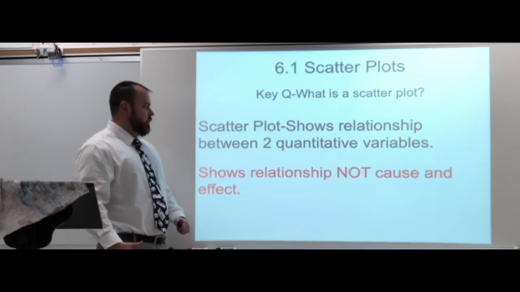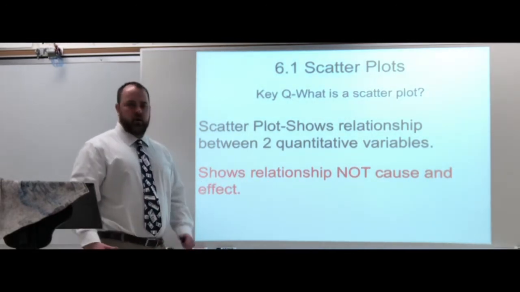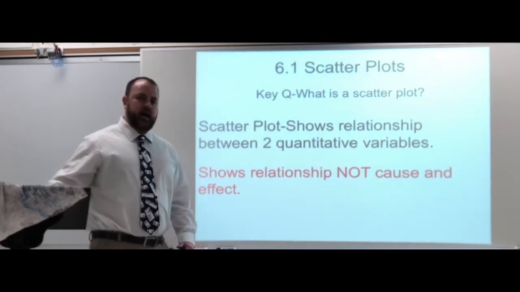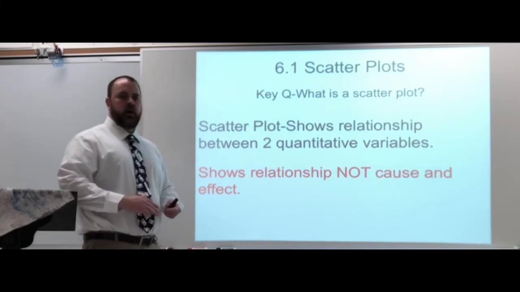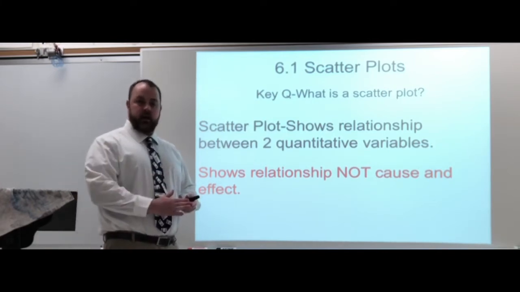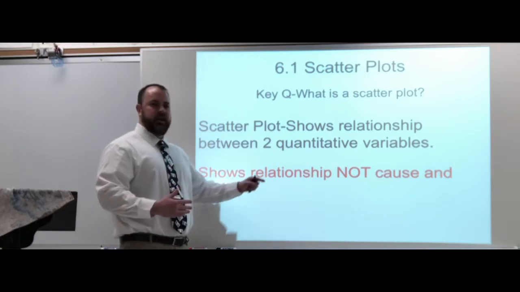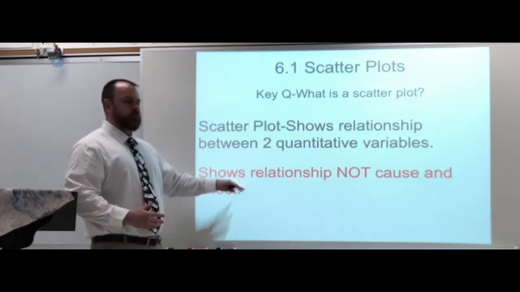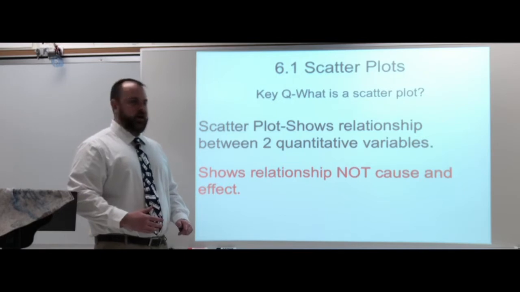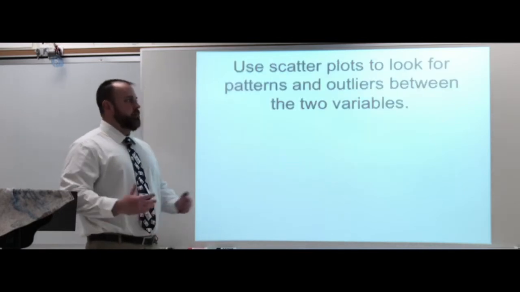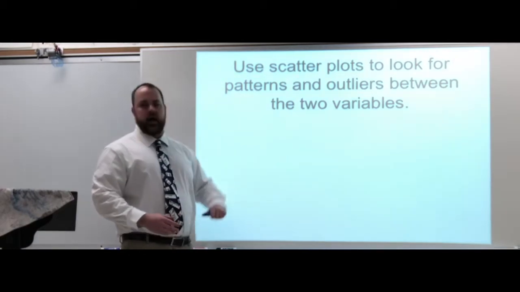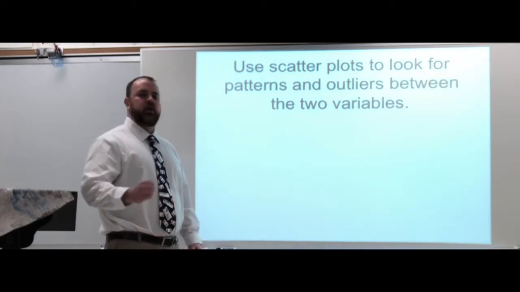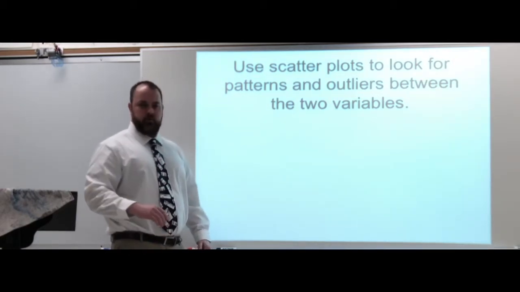It shows a relationship, but not cause and effect. You cannot have a cause and effect relationship. That has to do with how the data was collected and where the random assignment was. So we're just looking at relationships, not cause and effect. Now the main point of a scatter plot is looking for that relationship and outliers. A lot of times we're going to see if there is any data point that is far away from our pattern.